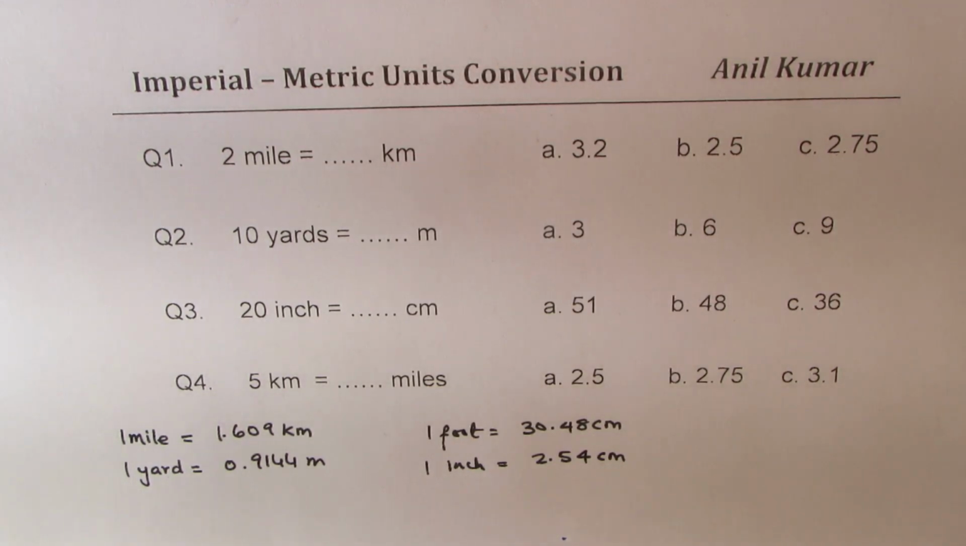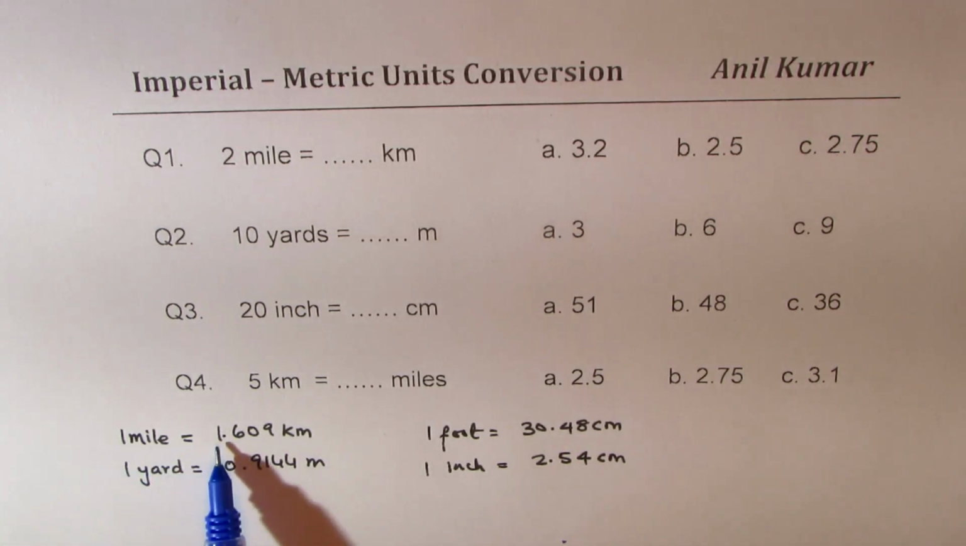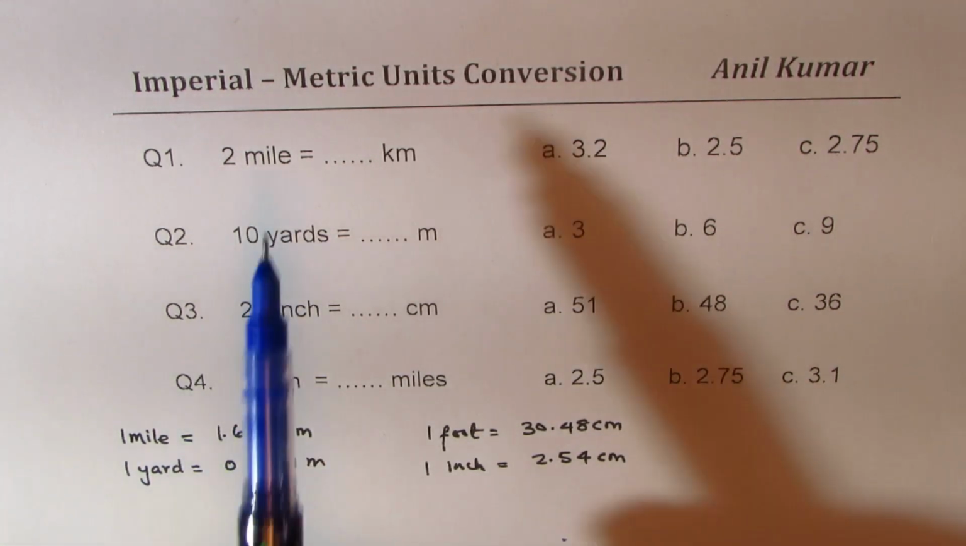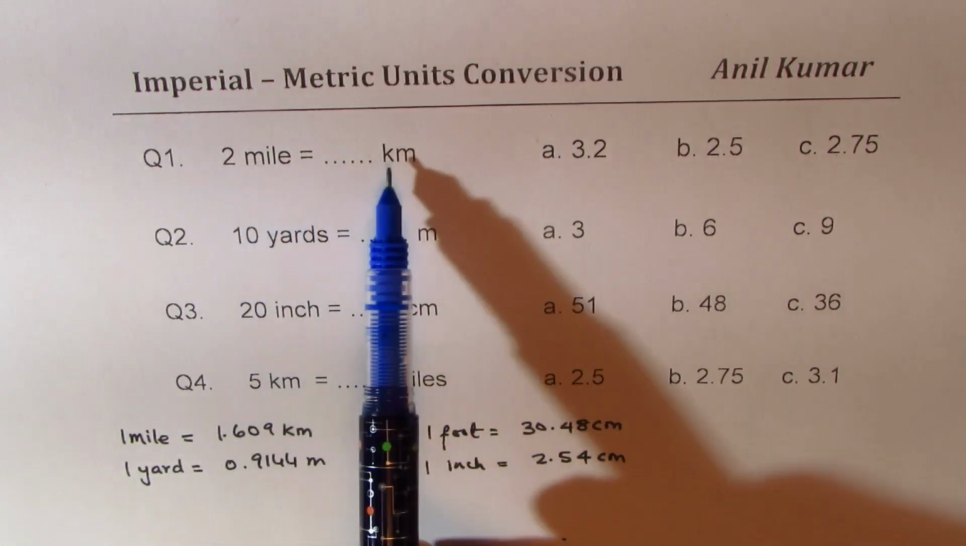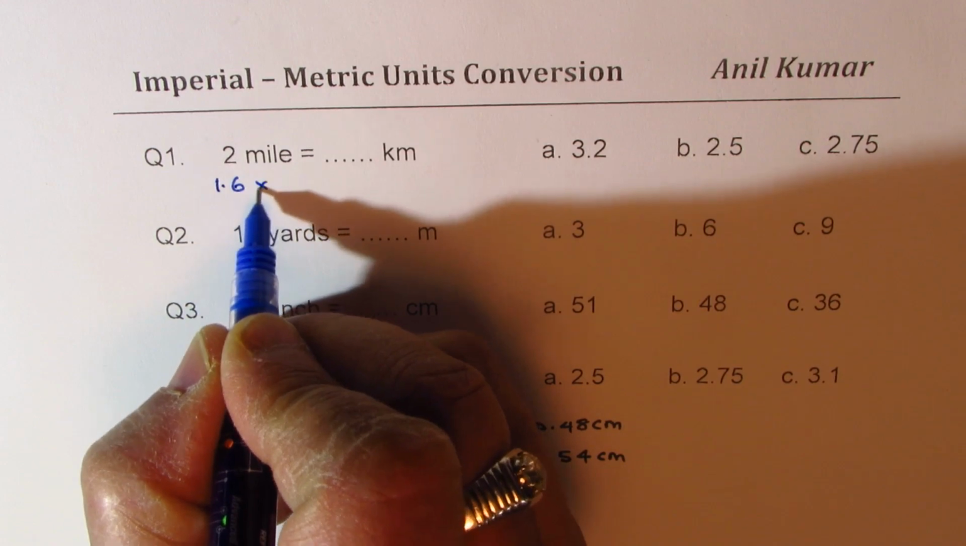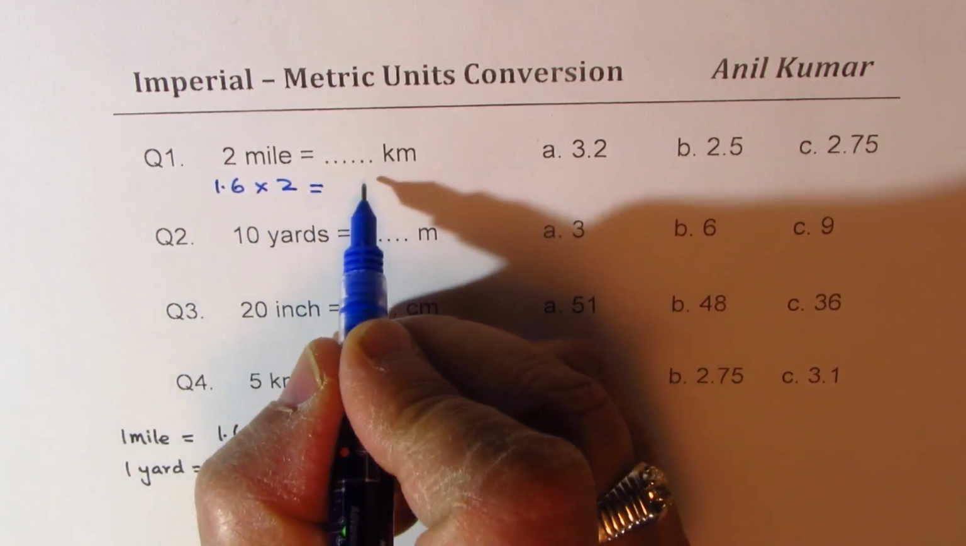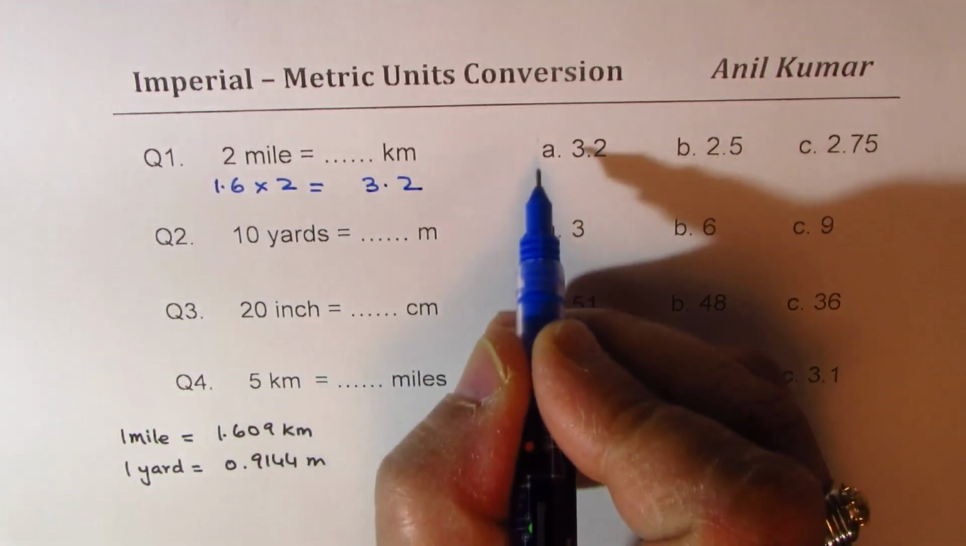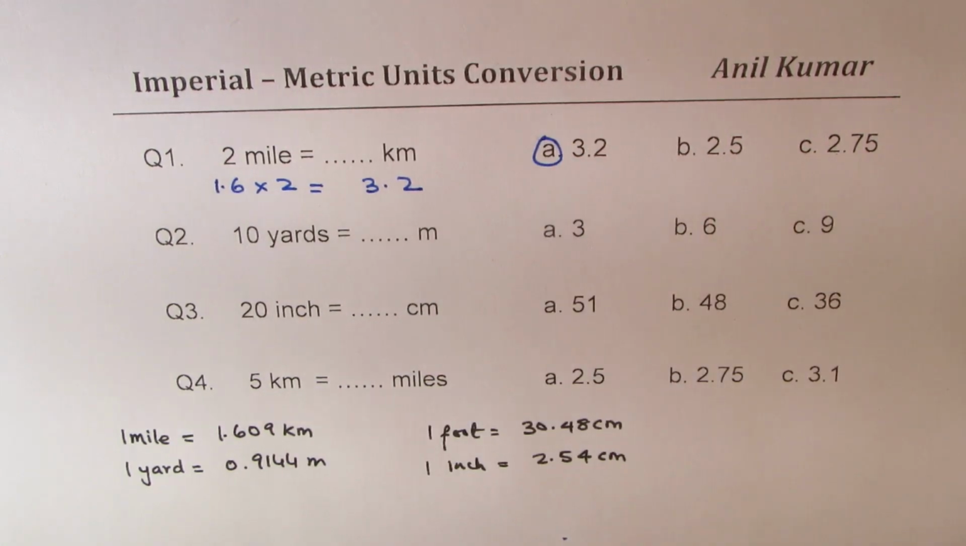The very first one here is converting miles to kilometers. 1 mile is 1.6 kilometers. So if you travel 2 miles, you travel more than 2 kilometers. So you could do 1.6 times 2 to get the answer, which is 3.2. Option A is the right option.